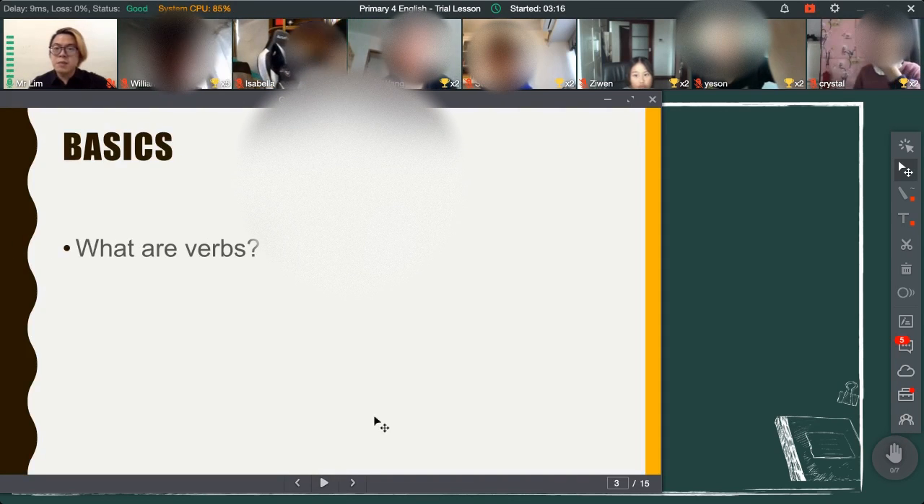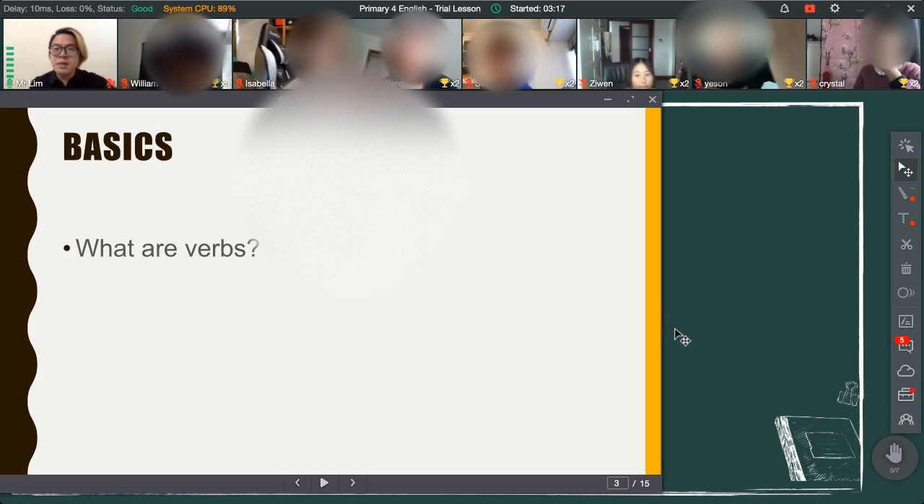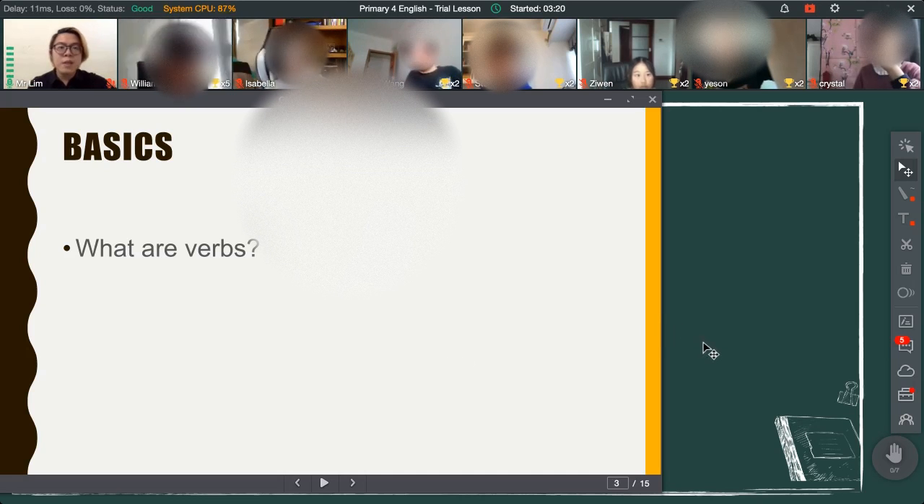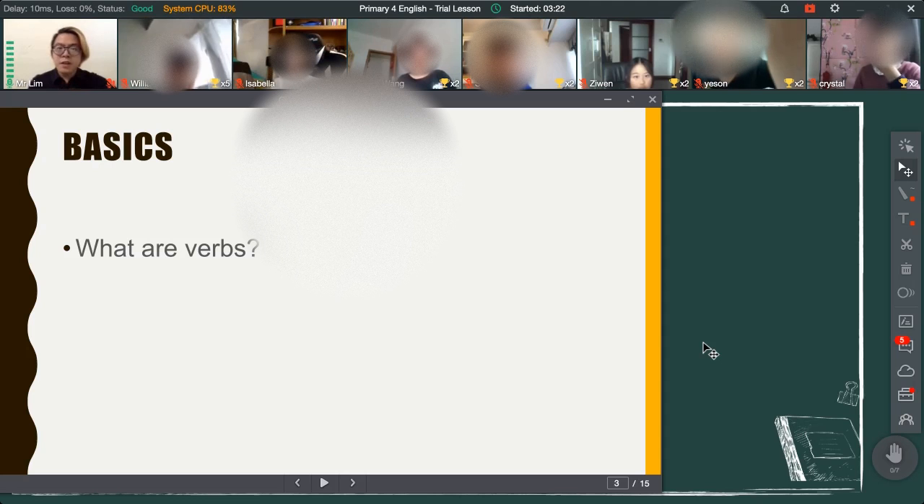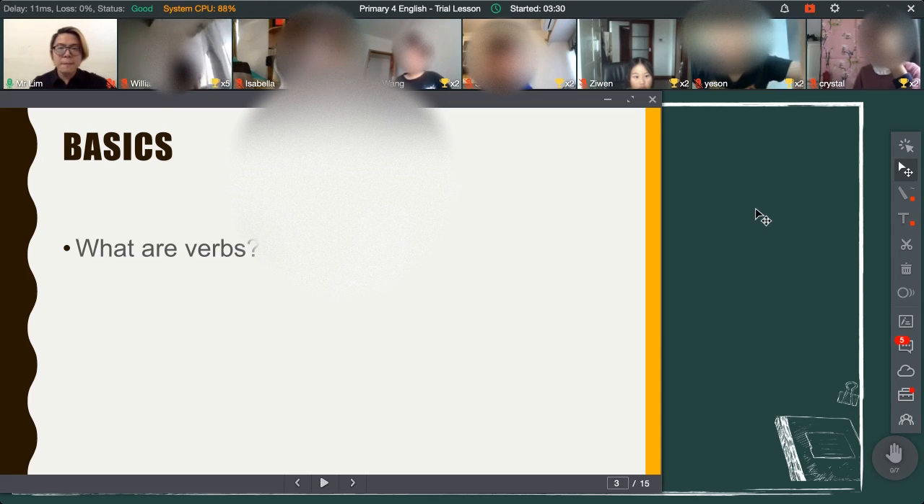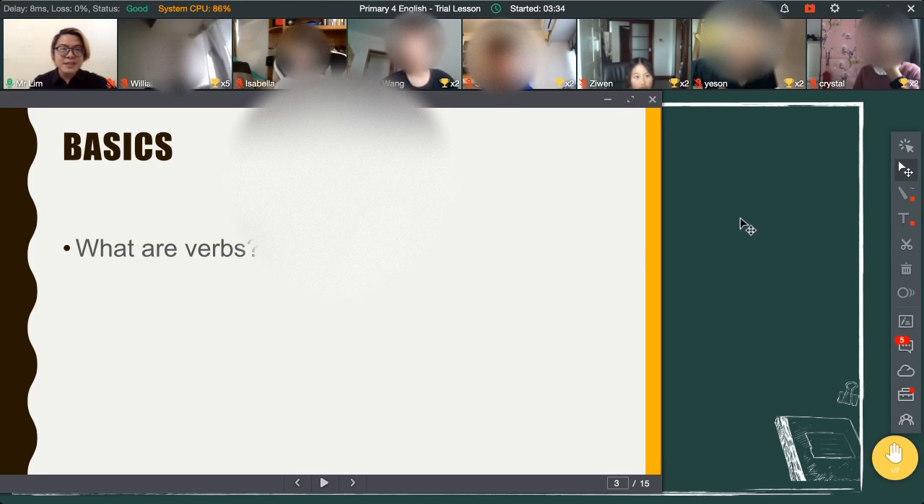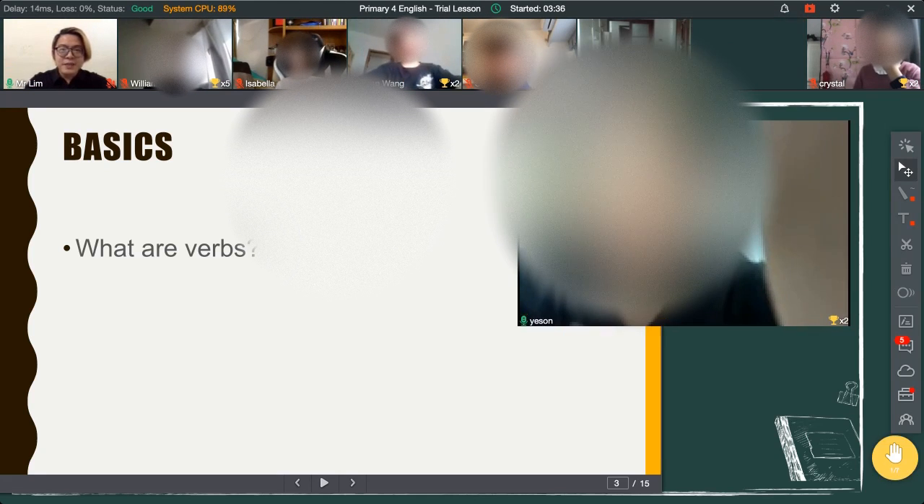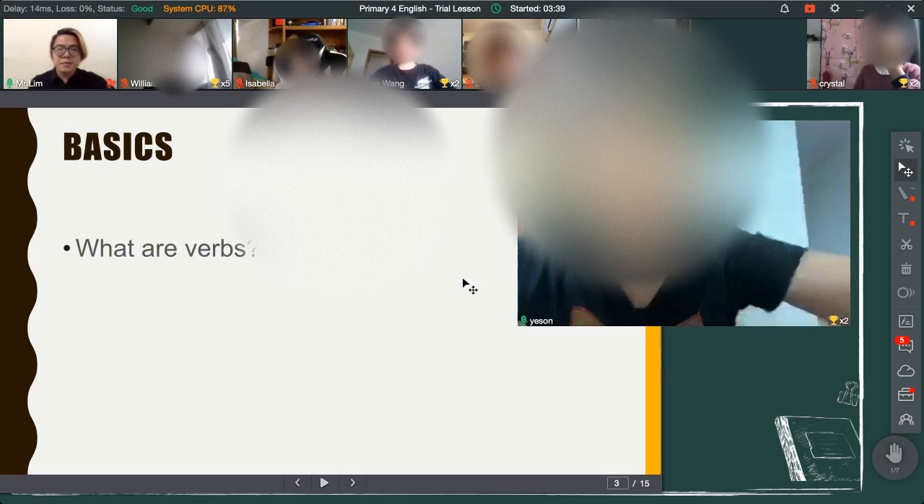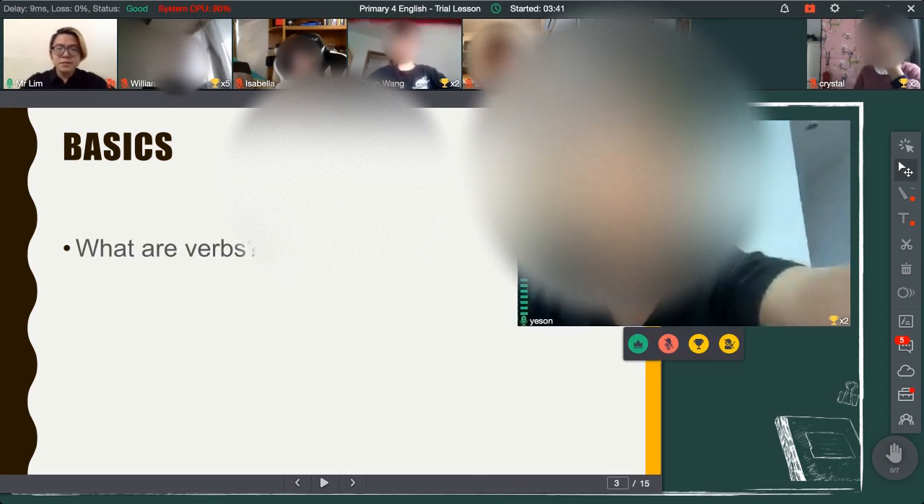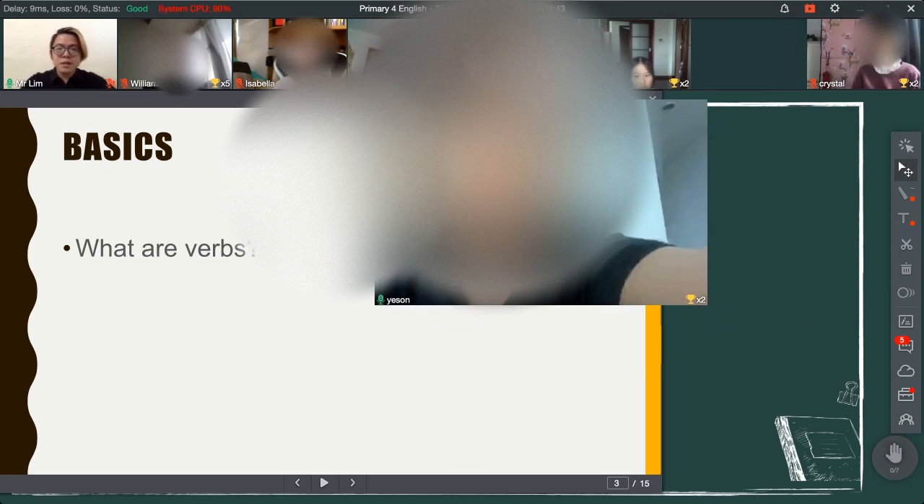Okay, just now we have already spoken about verbs. Other than William, Isabella, Ryan, and Steven, I want Zuwen, Yisen, and Crystal. Any one of you could tell me what is the meaning of a verb. Raise your hand. Hi, Zuwen, Yisen, Crystal. Yes, Yisen, could you tell us what is a verb? A word that describes movement.